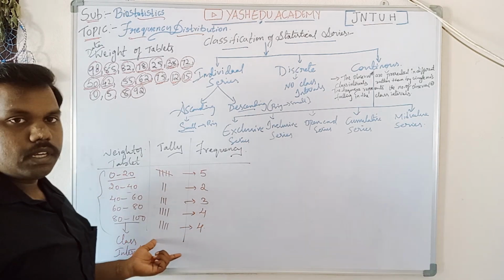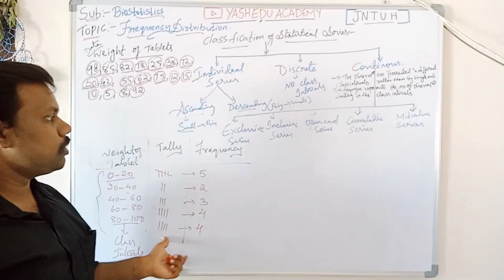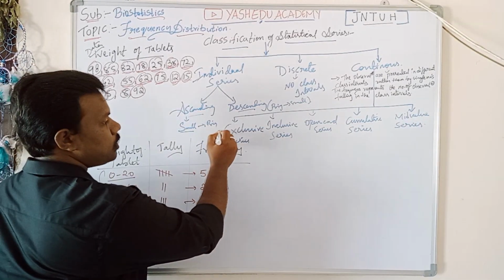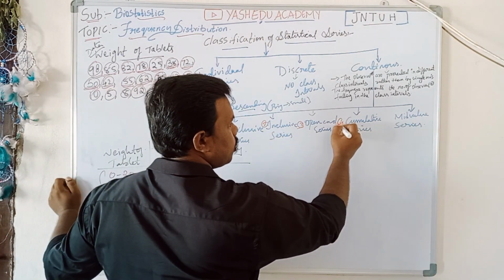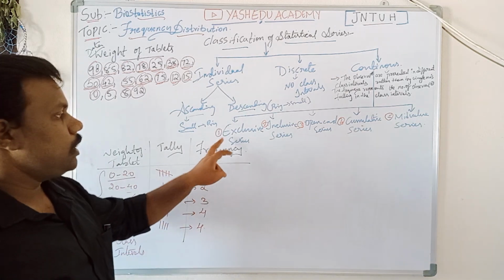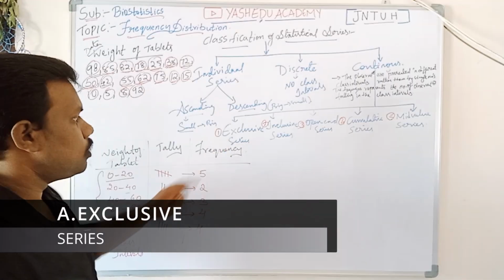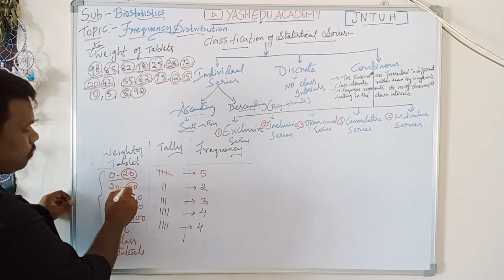So this is the actual arrangement of continuous series. In this continuous series, there are the subdivided topics: exclusive, inclusive, open-end, cumulative and mid-value. So in exclusive, the upper limits are not included.